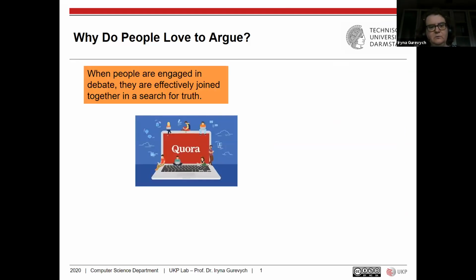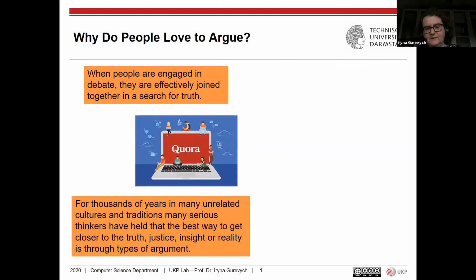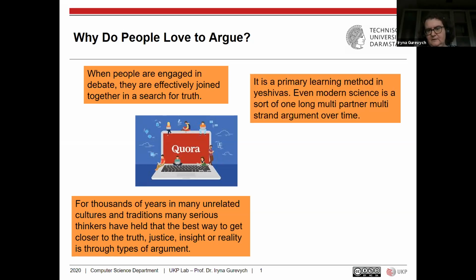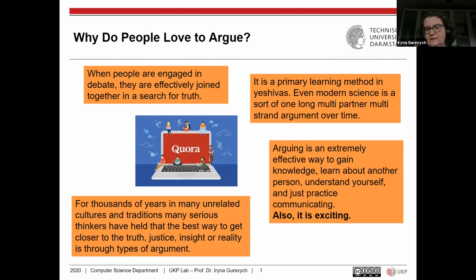So let's have a look at Quora, what people respond to this question. When people are engaged in debate, they effectively join together in a search of truth. For thousands of years in many unrelated cultures and traditions, serious thinkers have held that the best way to get closer to the truth, justice, insight, or reality is through different types of argument. It is a primary learning method, and even modern science is a sort of one long multi-partner, multi-strand argument over time, which I find a fascinating application if we were able to extract arguments from scientific literature and chain them over time. And finally, arguing is an extremely effective way to gain new knowledge, learn about another person, understand yourself, and just practice communicating. It is exciting.